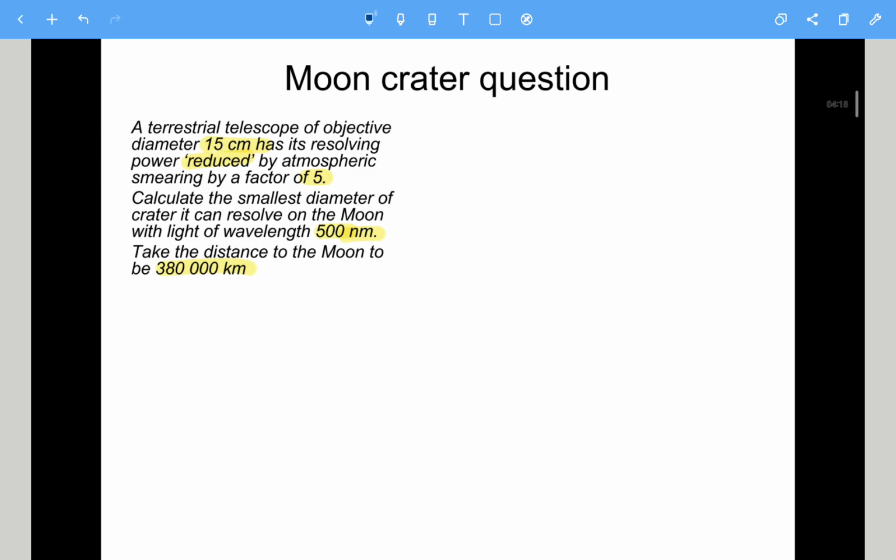All right, let's have a look. First of all, we need the Rayleigh criterion. That's simply the wavelength divided by the diameter of the aperture. The wavelength again is 500 nanometers, so 500 times 10 to the power minus 9, divided by the diameter, which is 15 centimeters, so 0.15 meters. That gives us a Rayleigh criterion of 3.33 times 10 to the minus 6 radians.